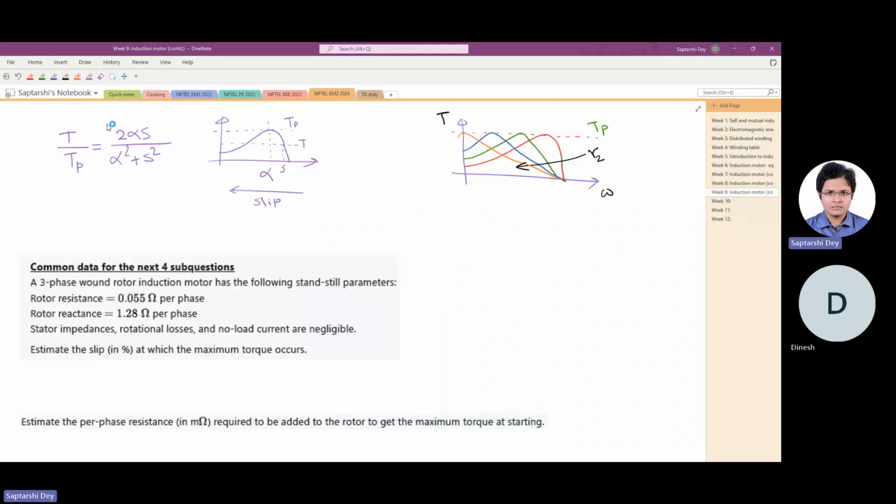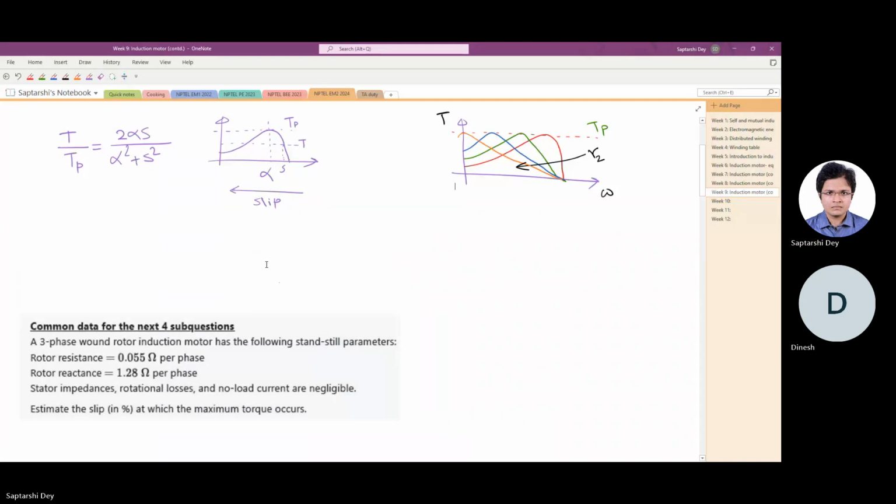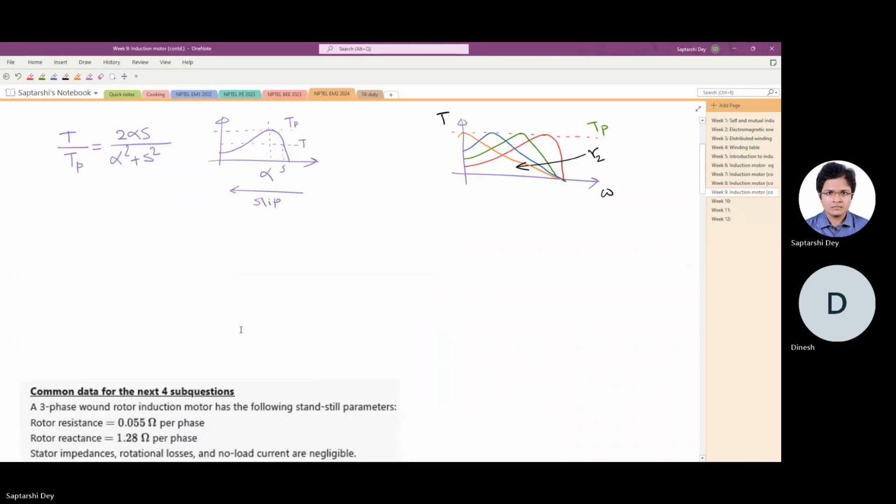One more thing that will come handy in today's discussion. Let us quickly derive a relation. Suppose R2 is changed. The new R2 prime is K times the old R2, that is KR2. So R2 is changed such that it is K times the older value.